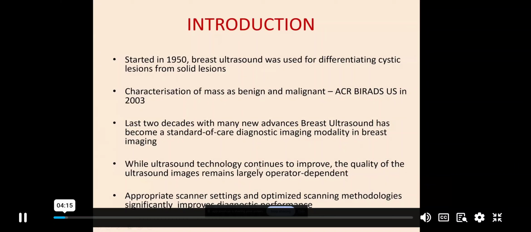While ultrasound technology continues to improve, the quality of the ultrasound image remains largely operator dependent. So whoever is doing the breast ultrasound must be aware of appropriate scanner settings and should know how to optimize the scanning methodology, so that it improves diagnostic performance and you don't misinterpret the ultrasound findings.